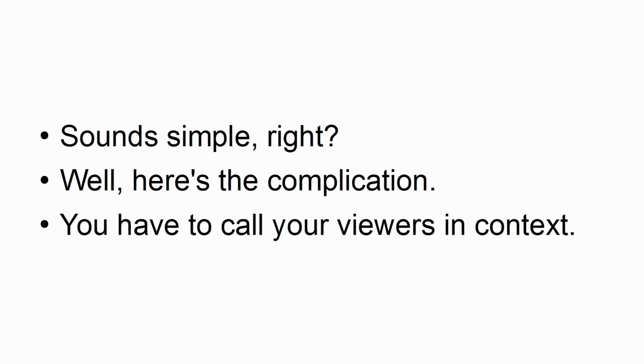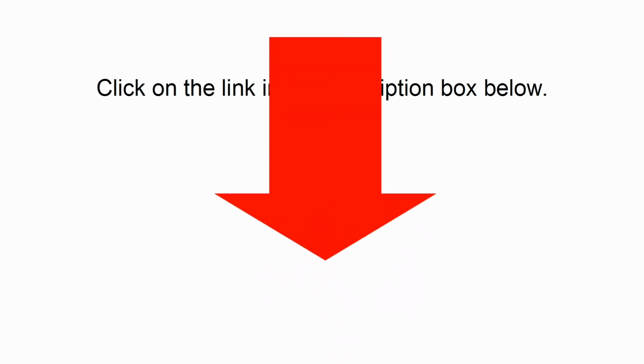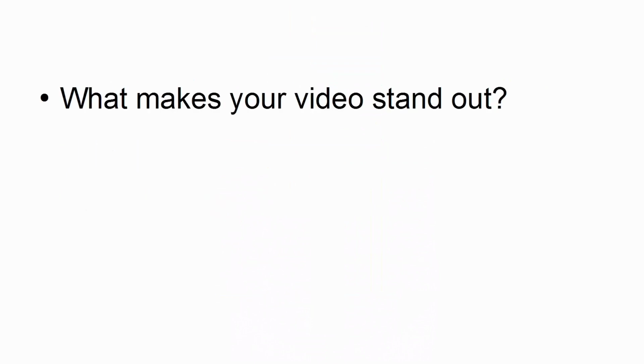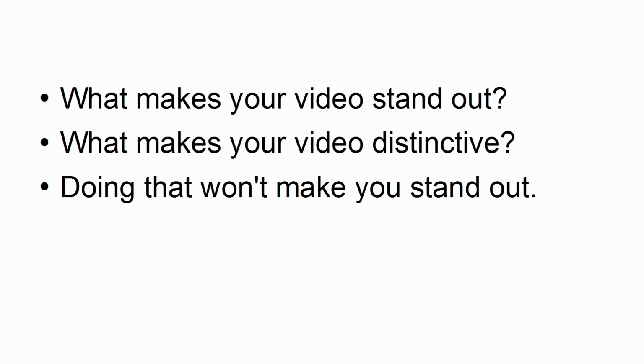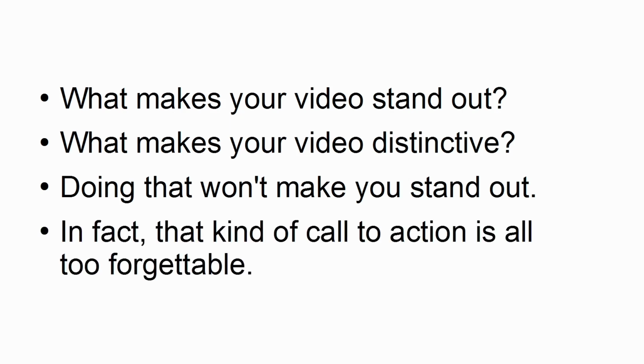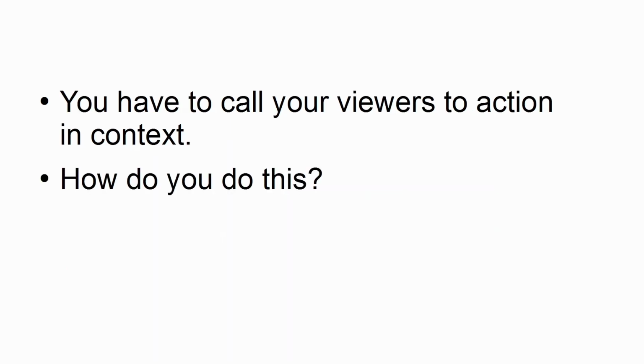You have to call your viewers in context. You can't just say, click the link in the description box below. That's not going to work. Why? Everybody's doing that. What makes your video stand out? What makes your video distinctive? Doing that won't make you stand out. In fact, that kind of call to action is all too forgettable. You have to call your viewers to action in context. How do you do this?